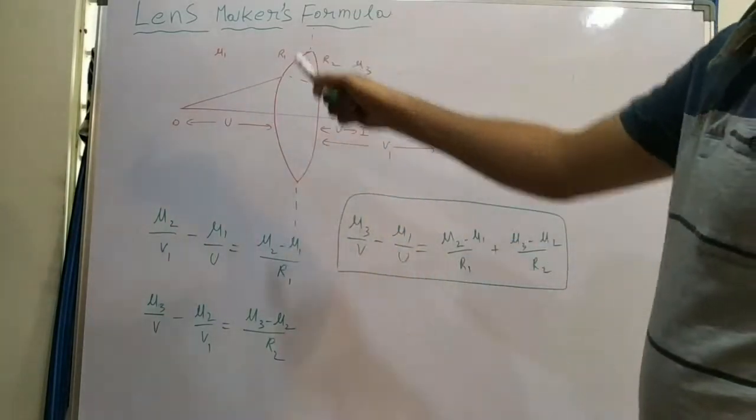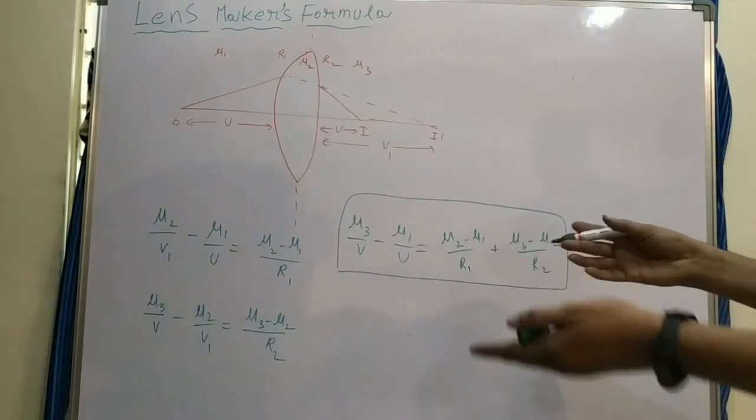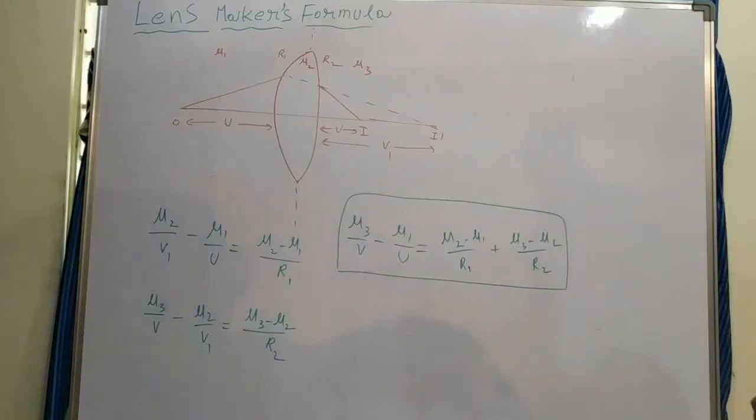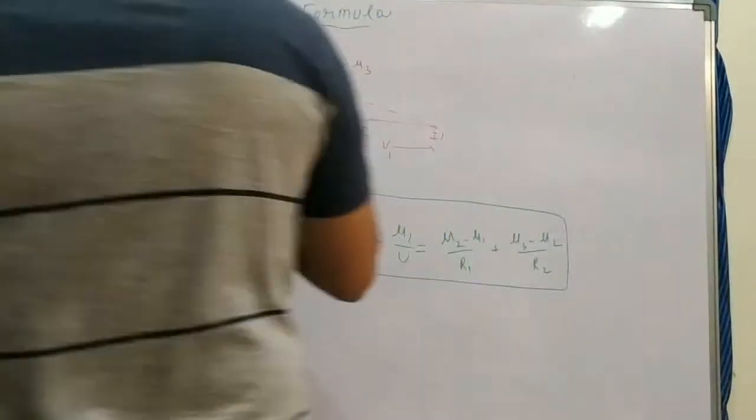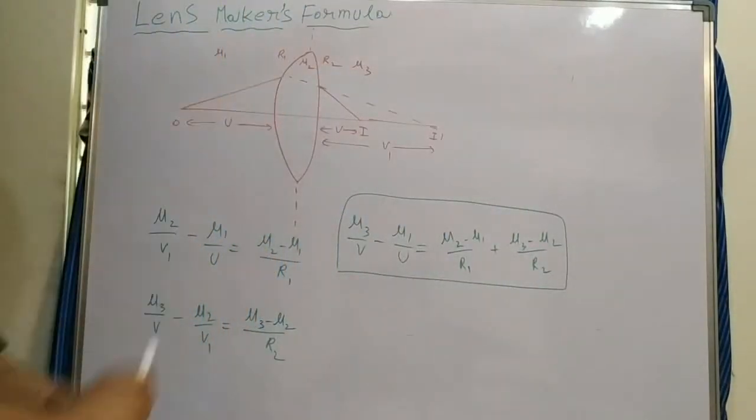If mu3 is equal to mu1, and the same formula, what we get is the lens maker's formula. Different media are there here: first medium, second medium, and third medium. Different mediums, so you get it like this. Now let's see about the power of the lens.